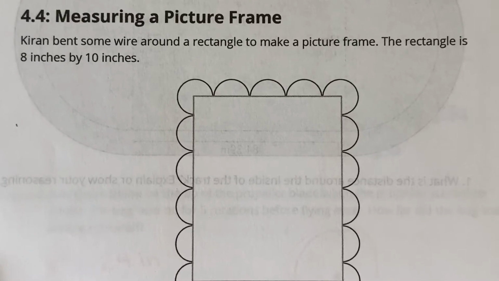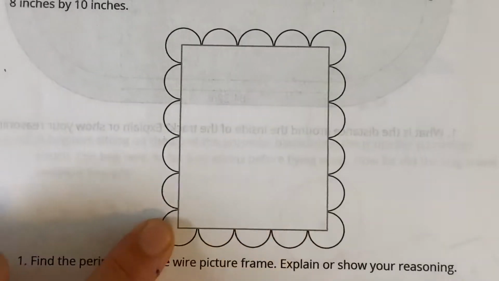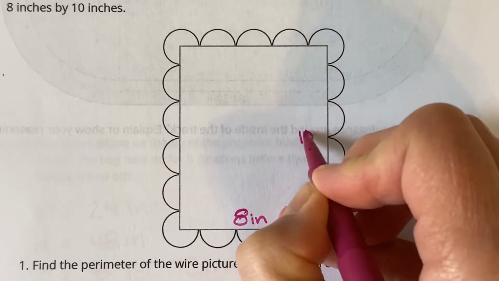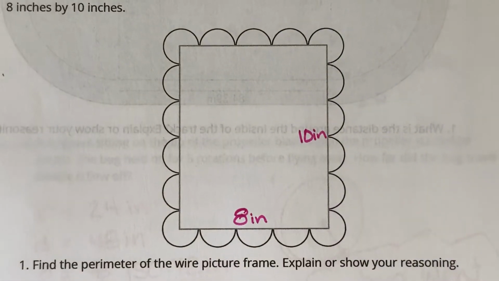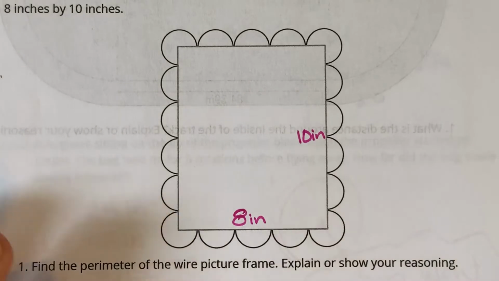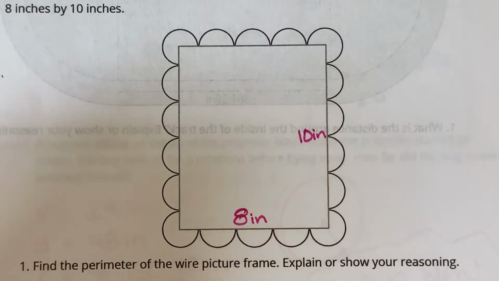So this one said, Kieran bent some wire around a rectangle to make a picture frame. The rectangle is 8 inches by 10 inches, okay? So I know that this part's 8 inches. This is how I would figure this out. This part is 10 inches, okay? Now, what I need to figure out is the diameter. I could also look at radius, it wouldn't matter.